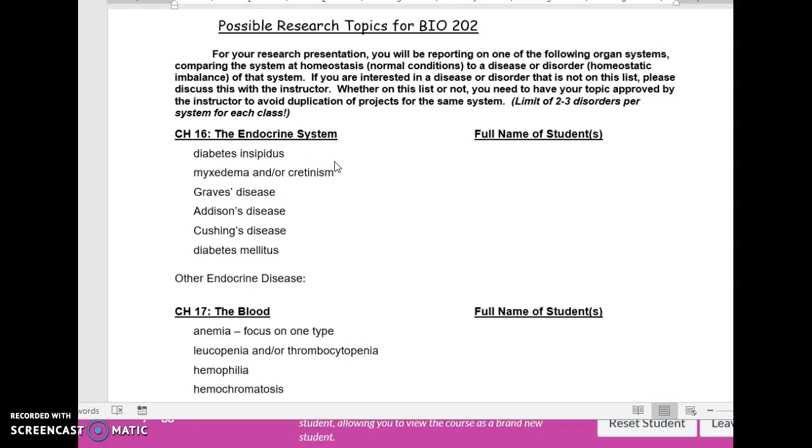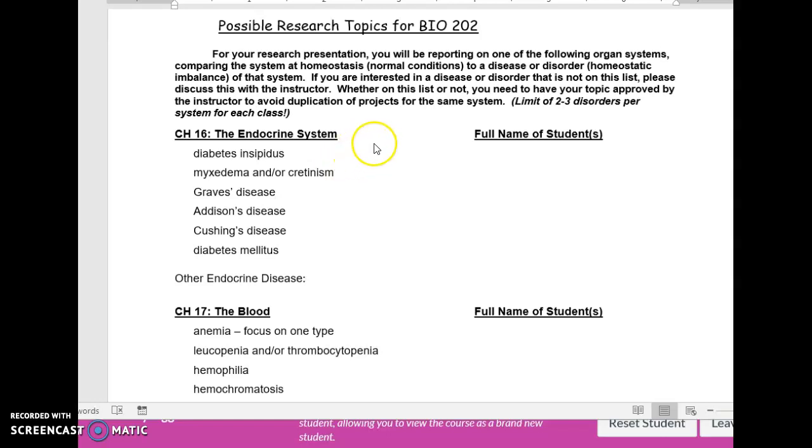First of all, the research project is based on a disease or disorder in the systems that we'll be studying in Bio 202. We call these diseases or disorders homeostatic imbalances. So the first thing you have to do is choose one of these topics and let me know which one you want, and then email that to me by Monday, which is the 1st of June.